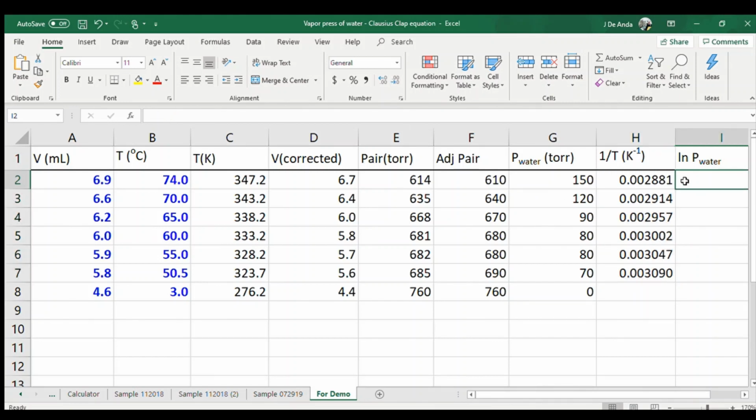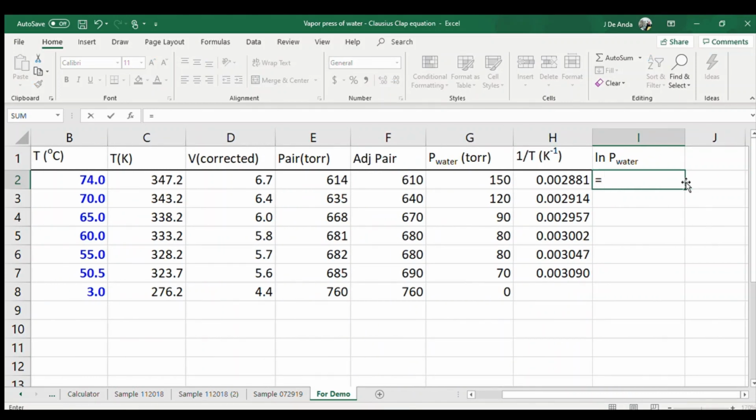The last calculation we'll do is a calculation of the natural logarithm of the pressure of water. In Excel, again, the equal sign opens up the functions, and the function for this is ln, and then you put a parenthesis and pick the cell you want. Remember, we're doing the pressure of water, not of air, so in this case it would be cell G2. Close the parenthesis and click enter, and there's your value. Realize that if you had obtained a negative value for the pressure of water, the logarithm function will give you an error. Let's go ahead and do the rest of these.